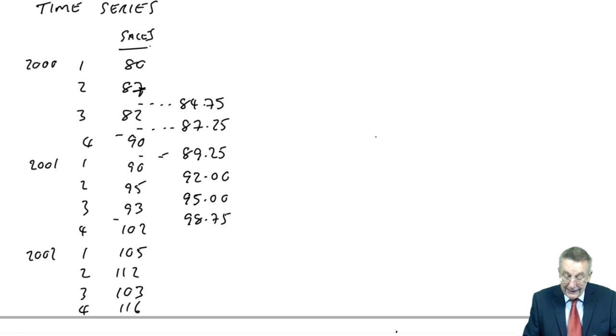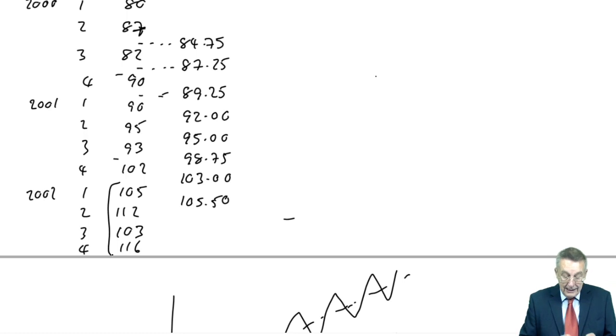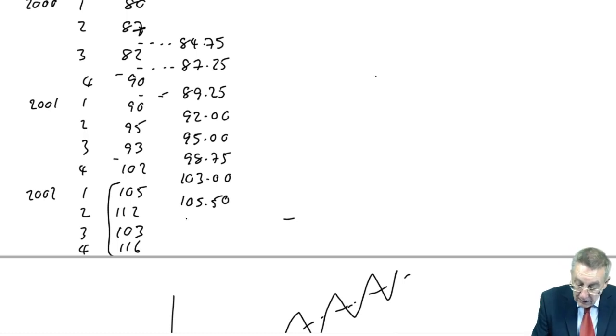Next one, 93, 102, 105, 112. 103.75. Is that right? 93, 102, 105, 112. No, 103. Next one, 102, 105, 112, 103. 105.5. And the last one, the last 12-month period, 109.